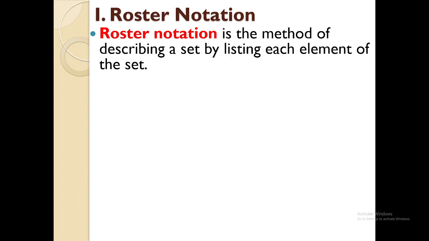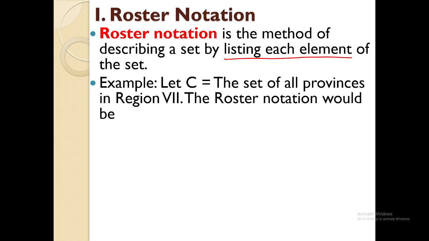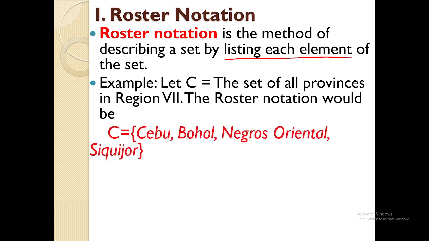Thank you. Roster notation is the method of describing a set by listing each element of the set. The keyword there is listing the elements. Example, let C be the set of all provinces in Region 7. So the roster notation would be this one. I will simply list all the provinces in Region 7, namely Cebu, Bohol, Negros Oriental, and Siquijor. So this one in red is what we call roster notation.